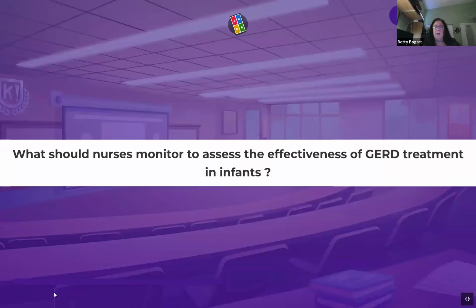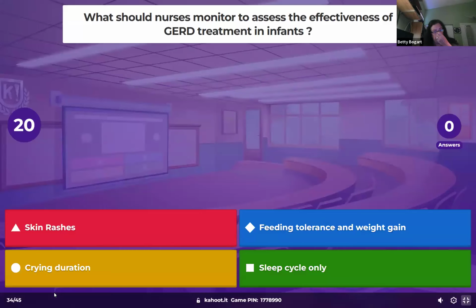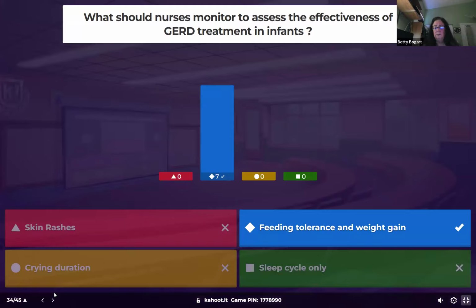What should nurses monitor to assess the effectiveness of GERD treatment in infants? If I'm having reflux, how do you know the treatment you did is effective? You're going to see that they're eating and they're gaining weight and they're not vomiting. Very good.